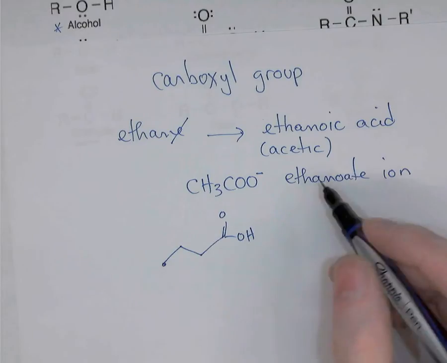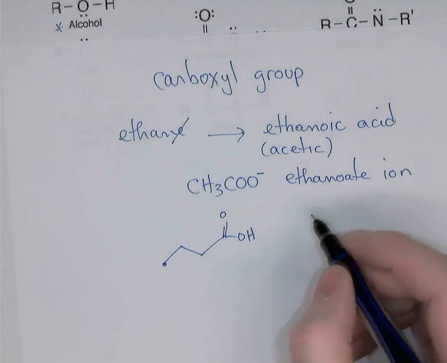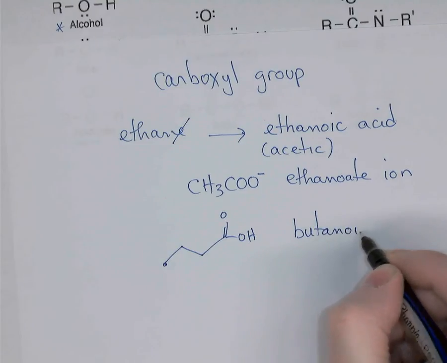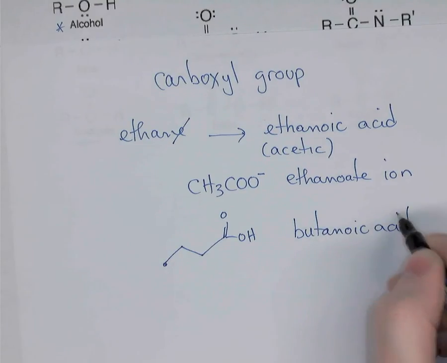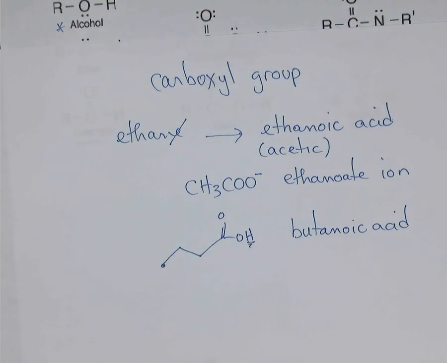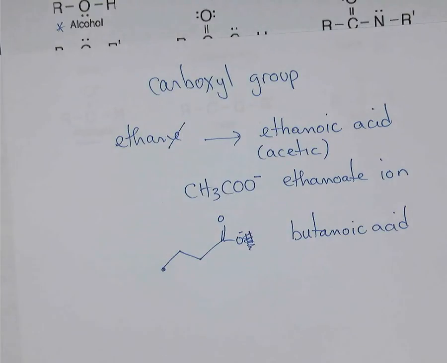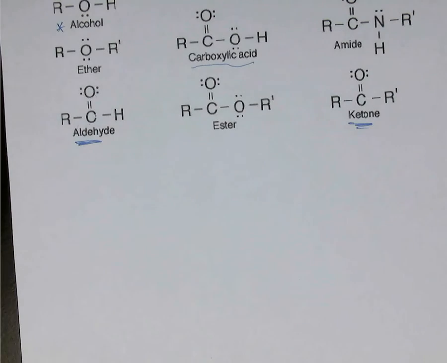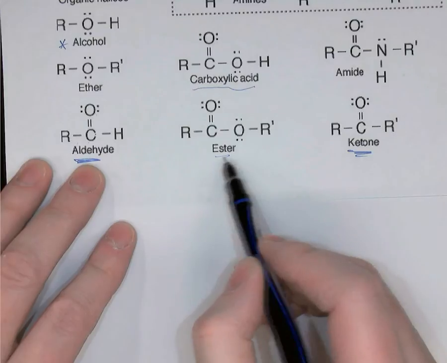So 4 carbons, we're thinking butane, and then we drop the E and we add oic acid, the butanoic acid molecule. If this hydrogen were to dissociate and you're left with the ion with a minus charge on the oxygen now, you'd have what's called butanoate ion, okay, just like ethanoate ion. All right, we're getting near the end. Let's take a look at esters next.